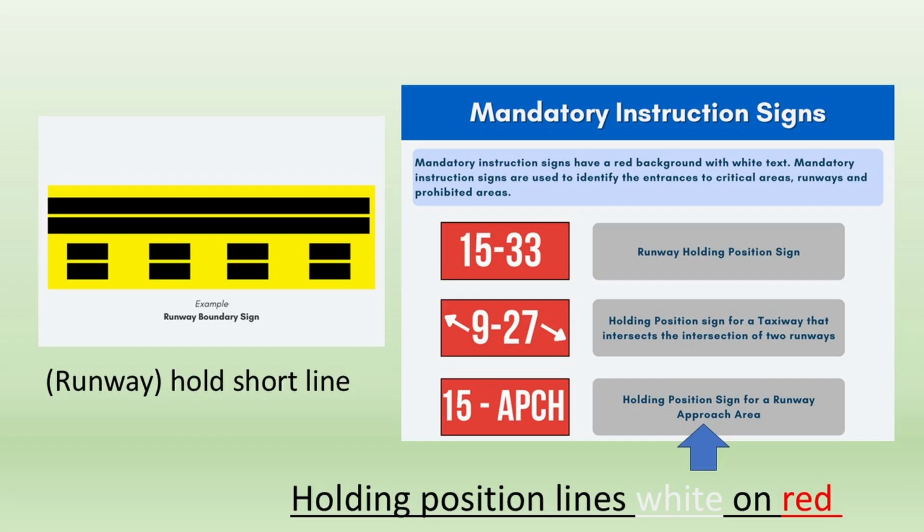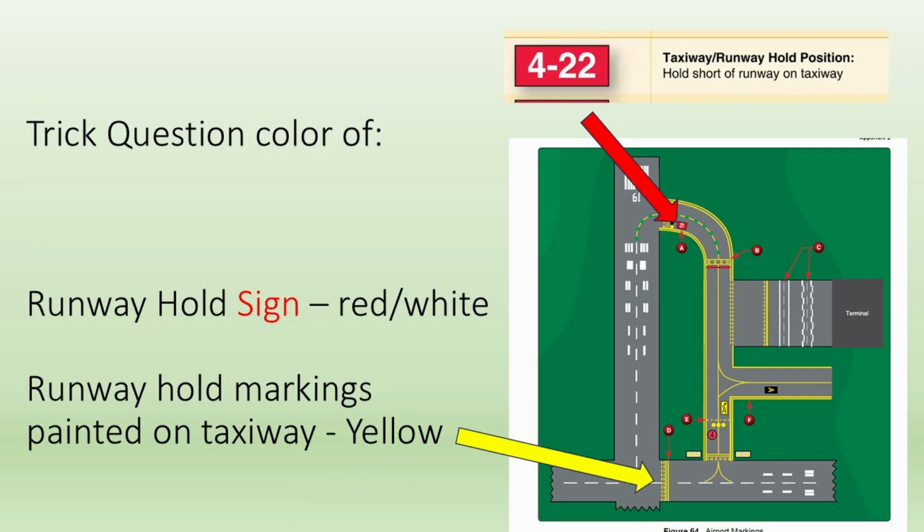There are also holding signs. The others are painted on the runway itself, and they have a red background and white text, and they're mandatory instruction signs. So 15-33, that's a runway holding position sign. White and red, painted on the taxiway or the runway, are the yellow and black. So holding position lines are white on red.